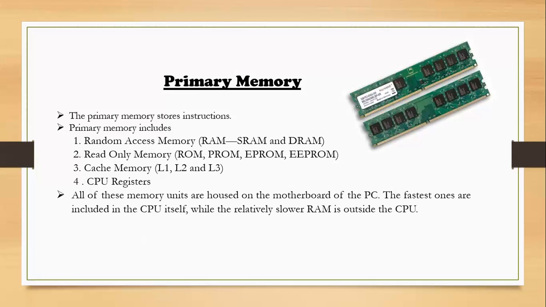All of these memory units: random access memory, read-only memory, cache memory, CPU registers, are housed on the motherboard of the PC. The fastest ones are included in the CPU itself, while the relatively slower RAM is outside the CPU.